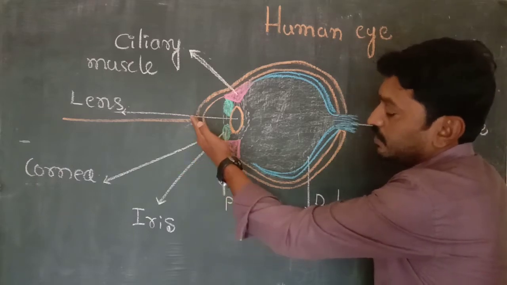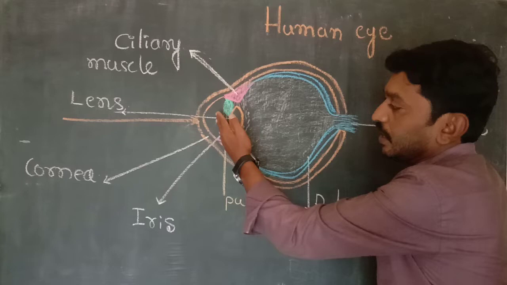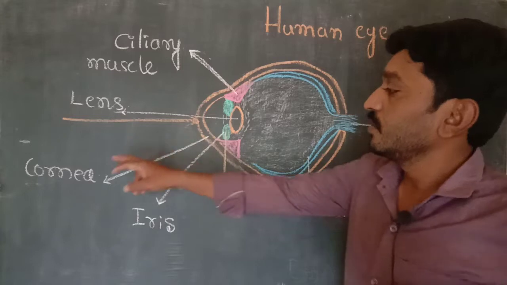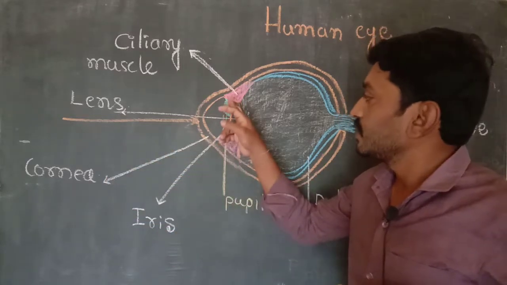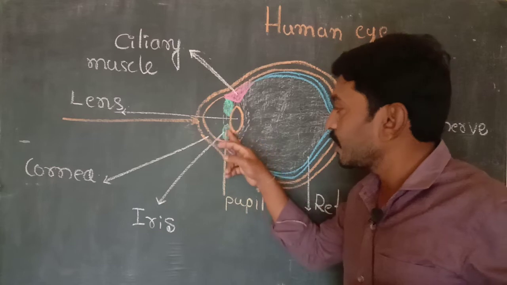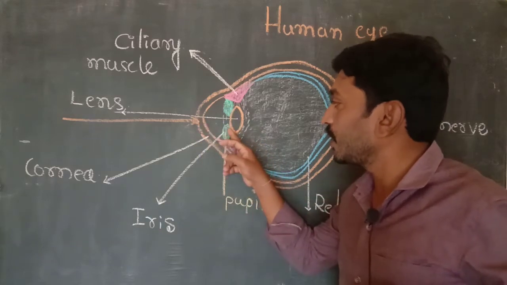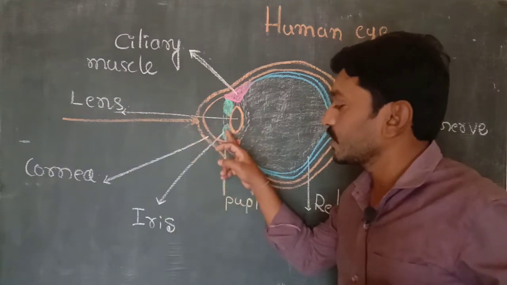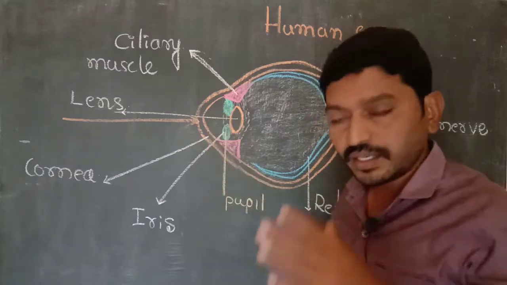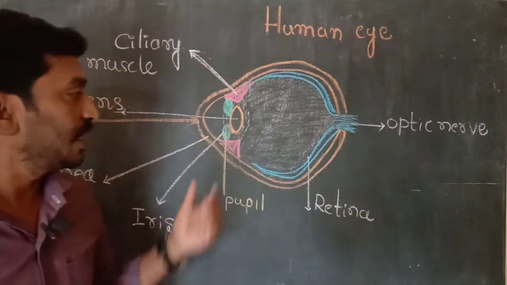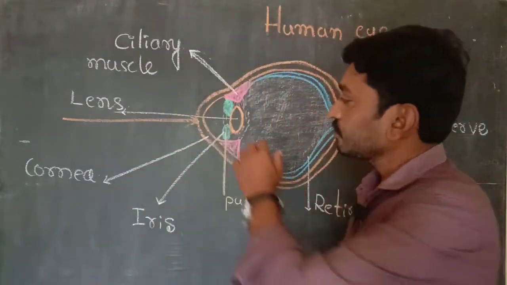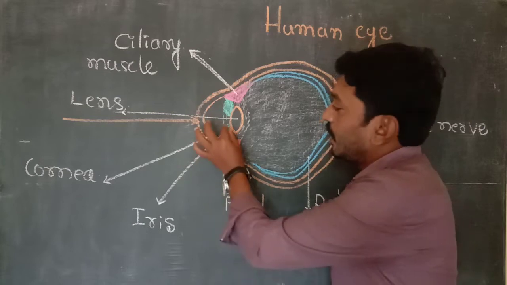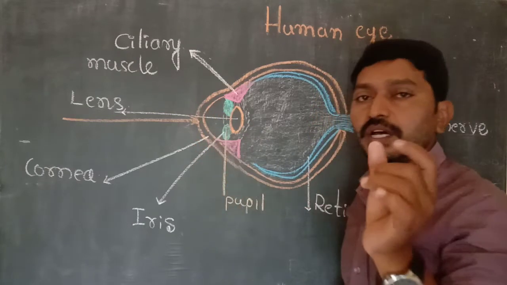Next, just behind the cornea, there is a dark colored structure. They are called what? Iris. There is a dark colored structure that appears behind the cornea, in between the cornea and the lens. They are called the iris. So the iris has a very important role. Why? Because the iris has a small opening called the pupil.